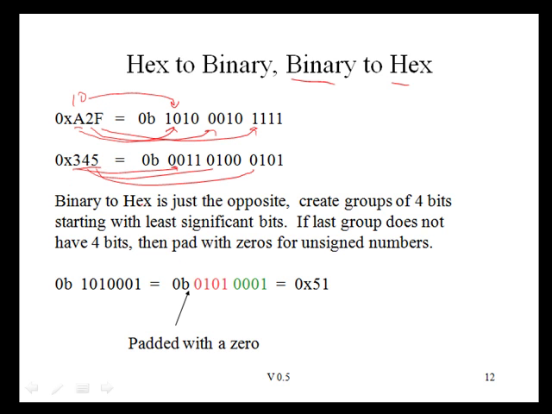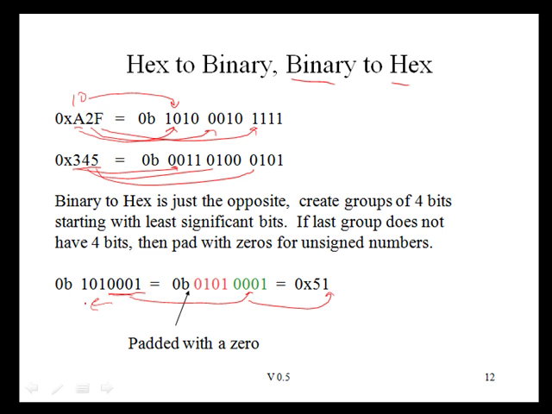Going from binary to hex is simply the opposite. We're going to end up grouping the binary digits together in groups of 4, and we'll do it starting with the rightmost group of 4 digits and moving towards the left. So this is the rightmost group of 4 digits, 0001. That's going to be our first hex digit, which is going to end up being a 1.